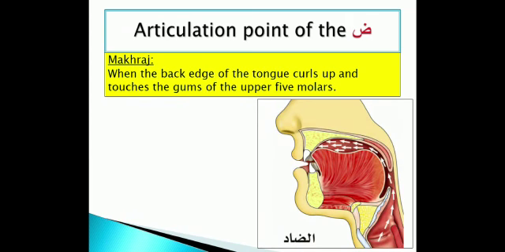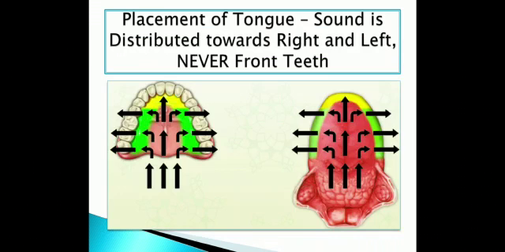The next letter is the letter ضاد. The articulation point and the makhraj of this letter is when the back edge of the tongue, the edges, curl up and touch the gums of the upper 5 molars. So you see in this diagram, it has nothing to do with the front teeth or the front part of the tongue. It is the back edge of the tongue.